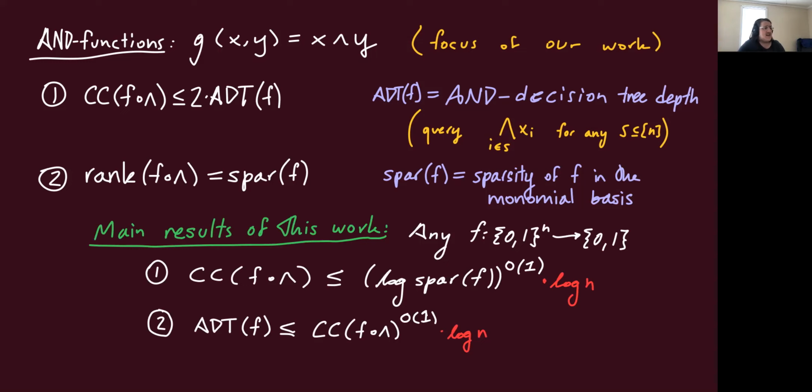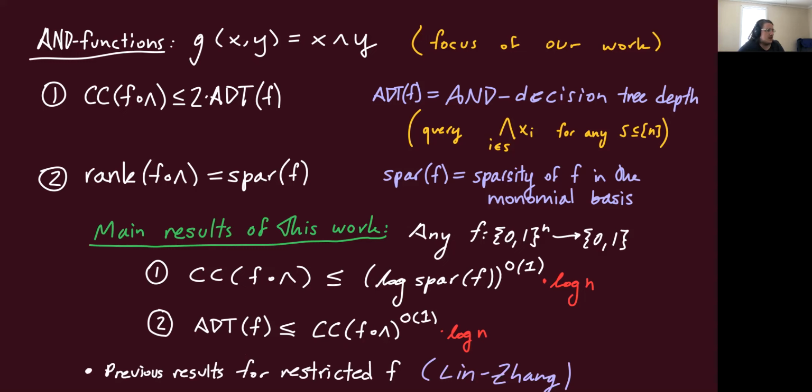So what we're able to show is that for any choice of F, the log rank conjecture holds up to this log n factor. In particular, the communication complexity of F composed with AND is upper bounded by a polylog in the sparsity times the single log n factor. And on the lifting side, we can show that the AND decision tree complexity of F is upper bounded by a polynomial in the communication complexity, again with the single log n factor. Prior to this work, there were a few results that worked for F with rather restricted combinatorial properties. So we view a major innovation of this work as getting a result where we don't assume any structure about F except for the sparsity.